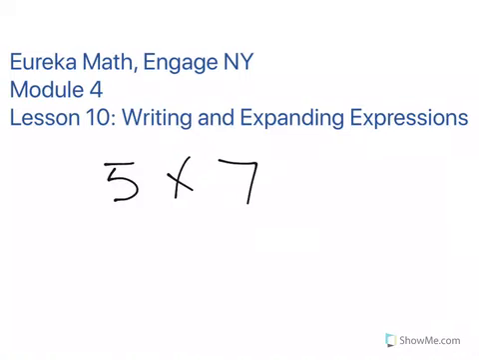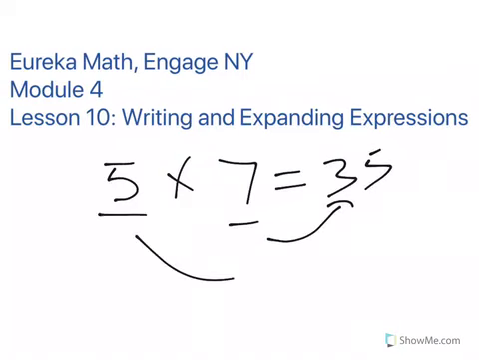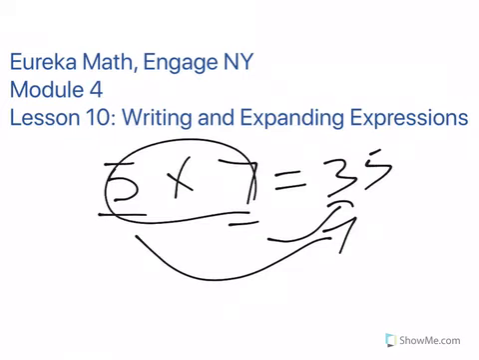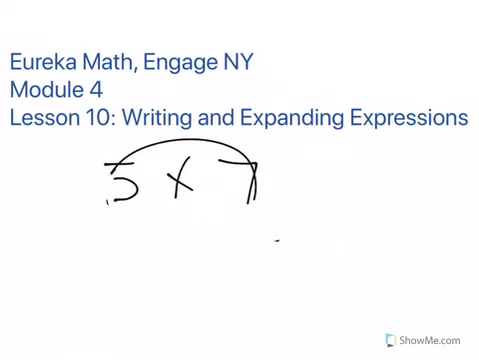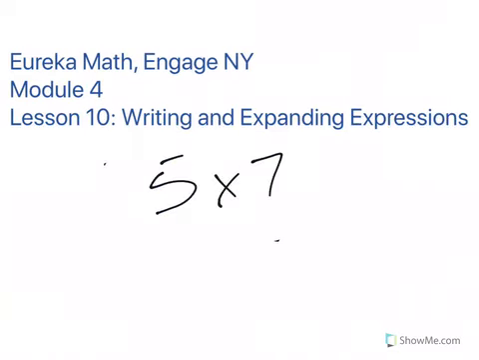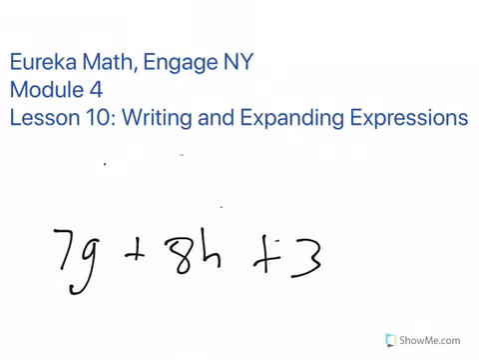I'm not sure exactly where I left off, but I was talking about factors. 5 times 7 equals 35. 7 is a factor of 35. 5 is a factor of 35. And in this multiplication expression, if I take away the equal sign and just have 5 times 7, those are both considered factors. Here's another expression for you.